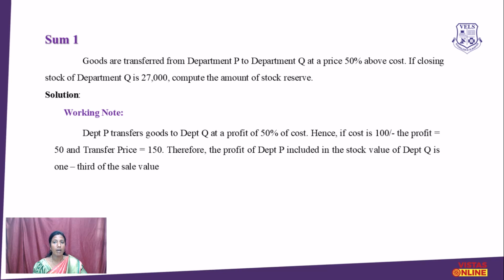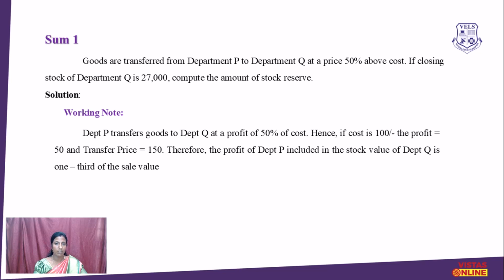So, 50 plus 100, 150, you should calculate. If closing stock of Department Q is 27,000, you should find out the stock reserve. Whether it is opening or closing, whatever you want, you calculate Department Q's stock reserve value. Okay, let's go into the solution. That is the working note, how to calculate the stock reserve.